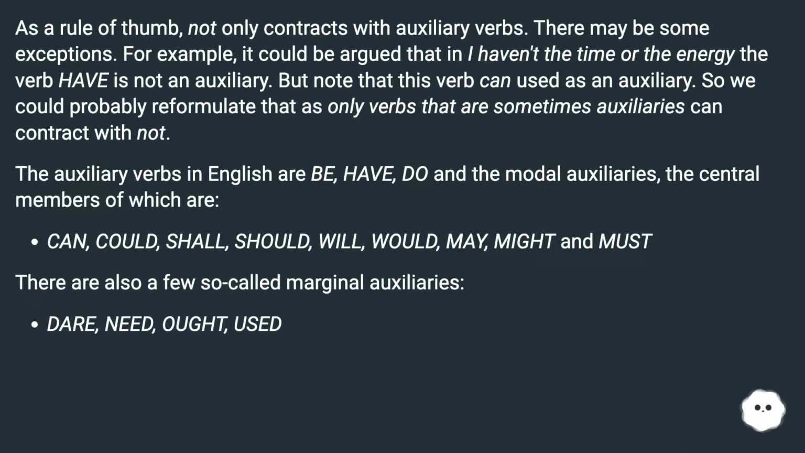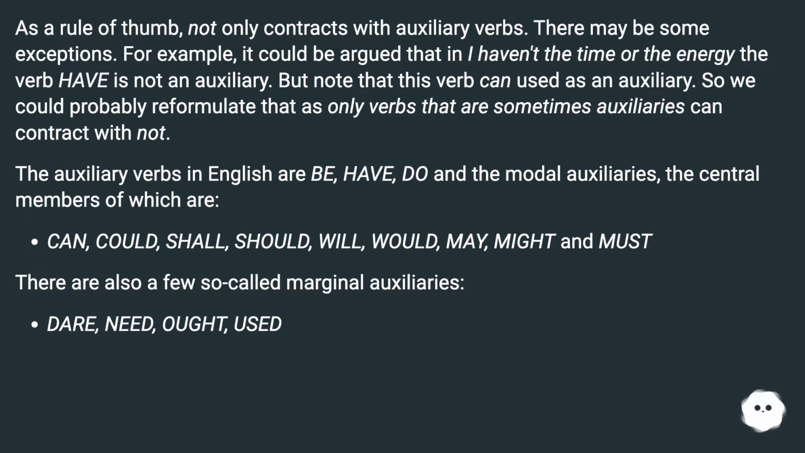As a rule of thumb, "not" only contracts with auxiliary verbs. There may be some exceptions. For example, it could be argued that in "I haven't the time or the energy" the verb have is not an auxiliary. But note that this verb can be used as an auxiliary. So we could probably reformulate that as only verbs that are sometimes auxiliaries can contract with "not."